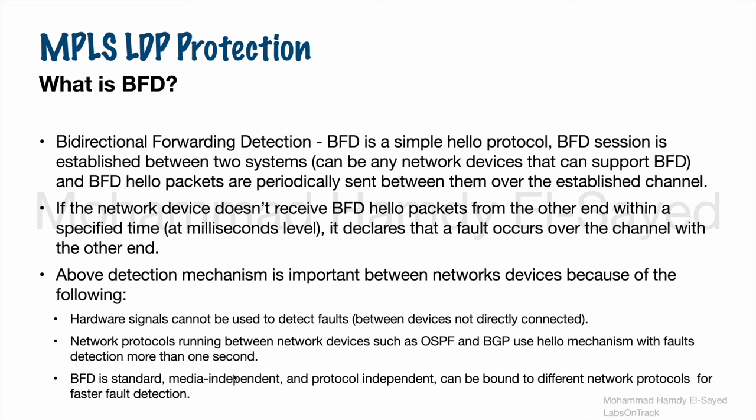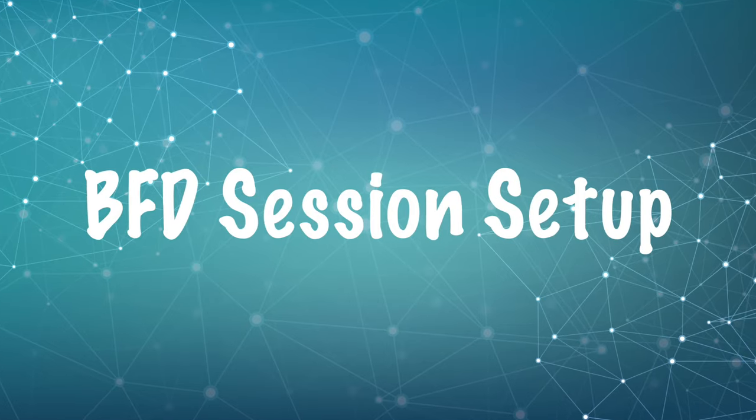Media independent means that it can work on any media type. Protocol independent means that it doesn't depend on any protocol like OSPF, BGP, or other routing protocols. It can run independently, and it can be bound to the network protocols to notify them that there are faults on the path.